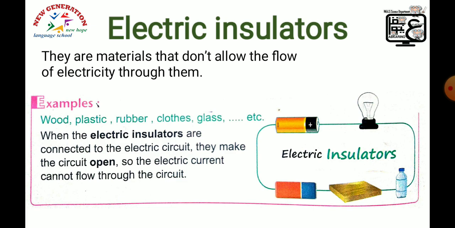When the electric insulators are connected to the electric circuit, they make the circuit open. Okay, open, not close. So in the electric insulators, open, and in the electric conductors, close. So the electric current can't flow through the circuit. So we have two types of materials. Number one, electric conductors, and number two, electric insulators.